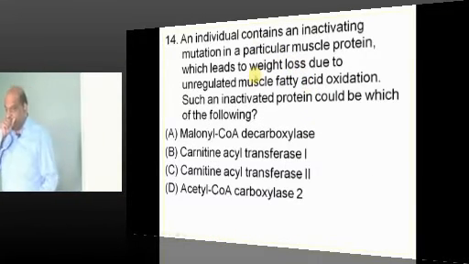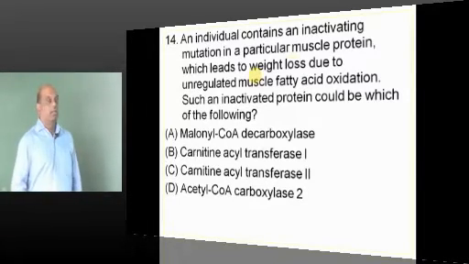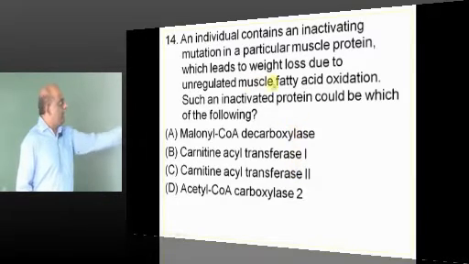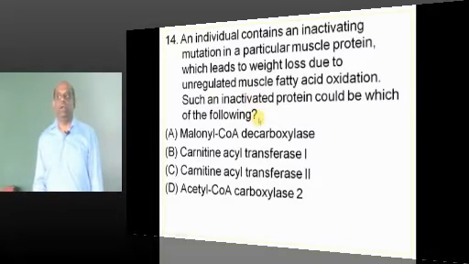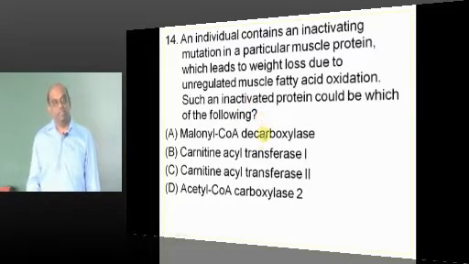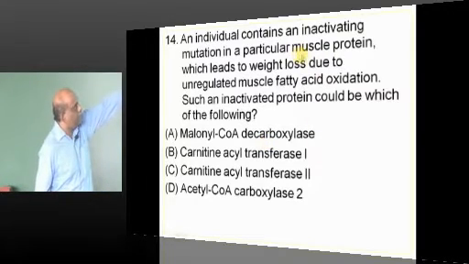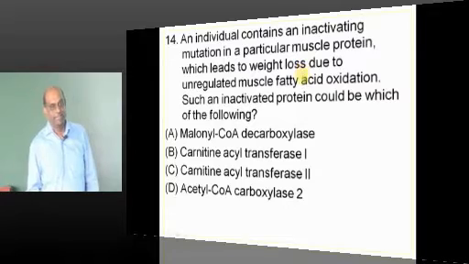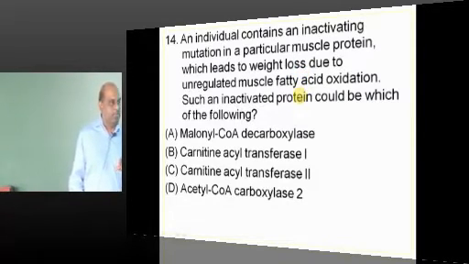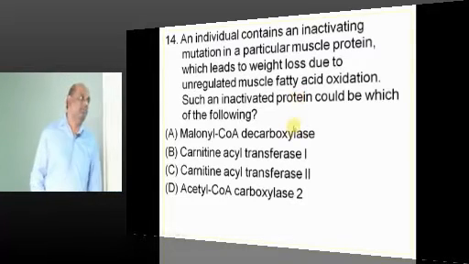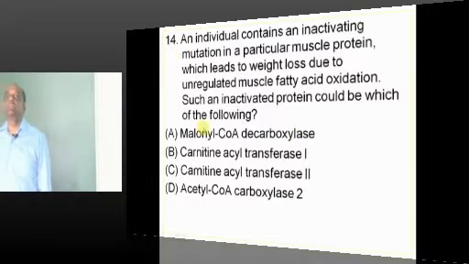Now, doctor, there is an inactivating mutation that led to unregulated muscle fatty acid oxidation. Typically, that inactivated protein would have been which enzyme? Otherwise, which enzyme's end product has the capability of controlling fatty acid oxidation? A simple way of asking. You must know the positive and negative allosteric activators and inactivators of fatty acid oxidation, beta oxidation. So this is the question based on that.